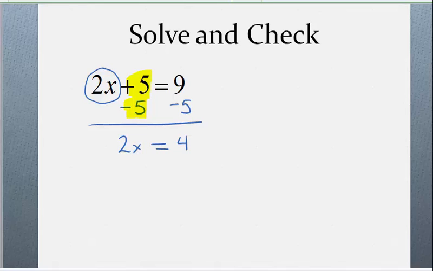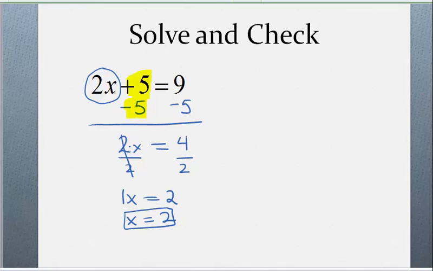So now I just want to get the x by itself and eliminate the 2. Well, the operation that's connecting the 2 to the x is multiplication, so the way I get rid of that is with division. So I divide by 2. This 2 divided by 2, that's the same as 1. So I have 1x equals 2. And 1 times x, well, 1 times anything is the anything, so 1 times x is just x. That means x equals 2 is my solution.